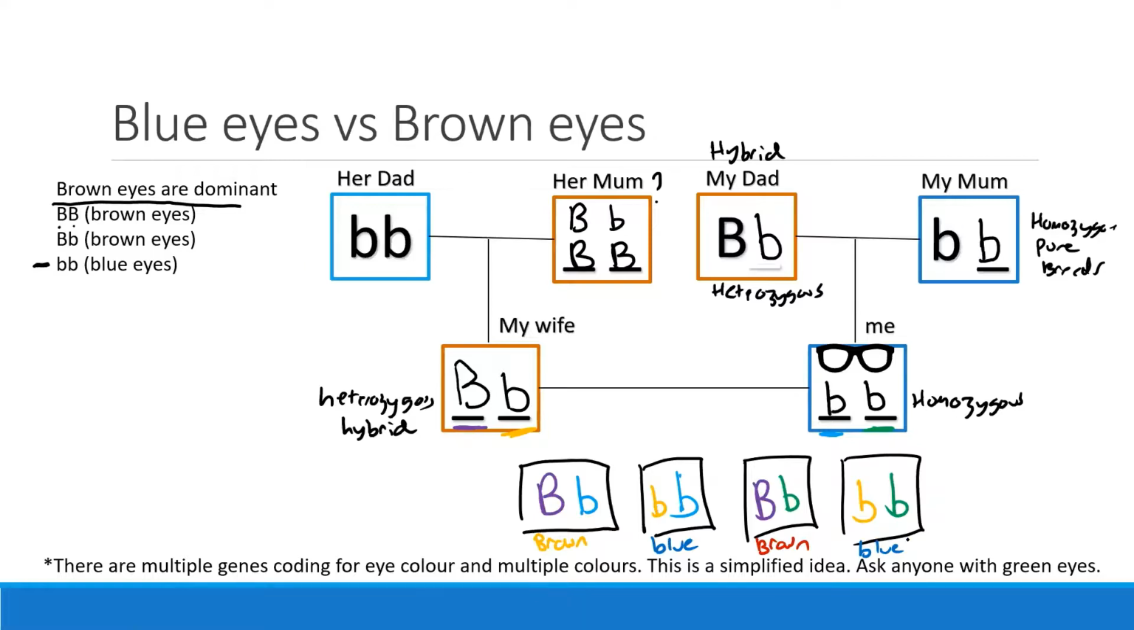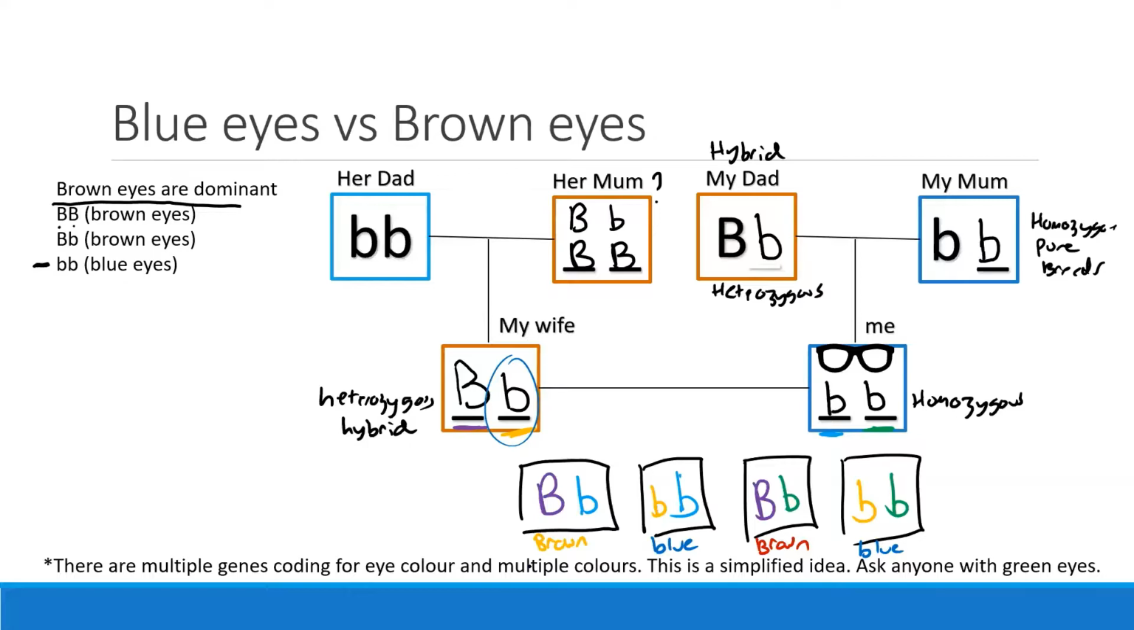It's 2 recessive genes. So that means because I'm pure and she's got 1 lowercase b, there is a 50-50 chance that we'll have a blue-eyed child and a 50-50 chance that we'll have a brown-eyed child. If me and my wife have 2 kids, we could have 1 child with brown eyes and 1 child with blue eyes, or we could have 2 children with blue eyes.